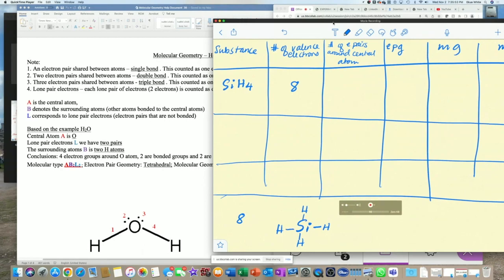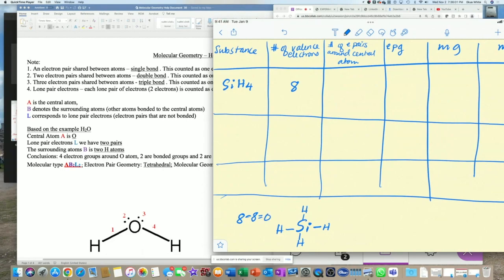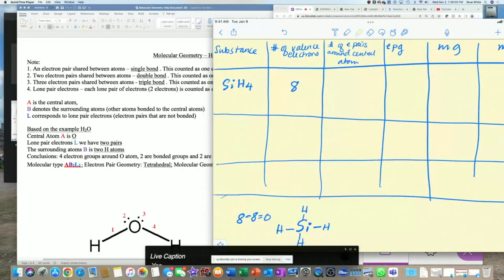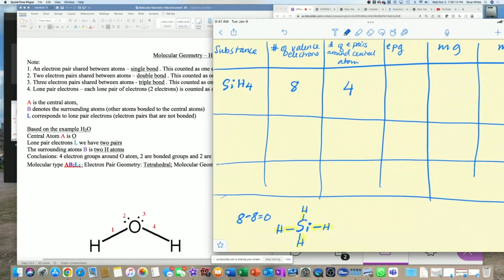I have to keep track of the electrons I'm using, right? It just so happens that I've used all 8 electrons in forming 4 bonds, right? So when I see this, that means that I have one group here, 2 groups here, 3 groups here, 4 groups here. So over here, I'm going to write I have 4 electron pairs around my central atom, with my central atom being silicon.